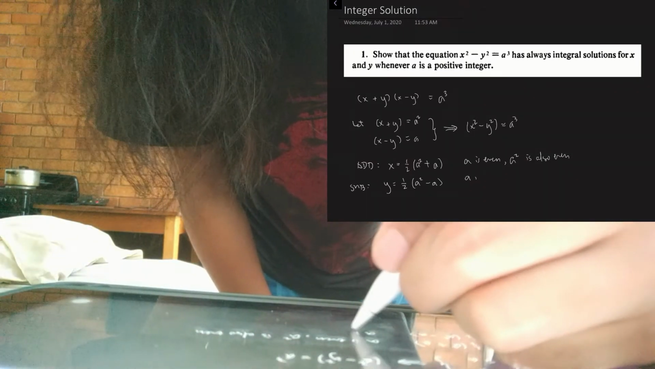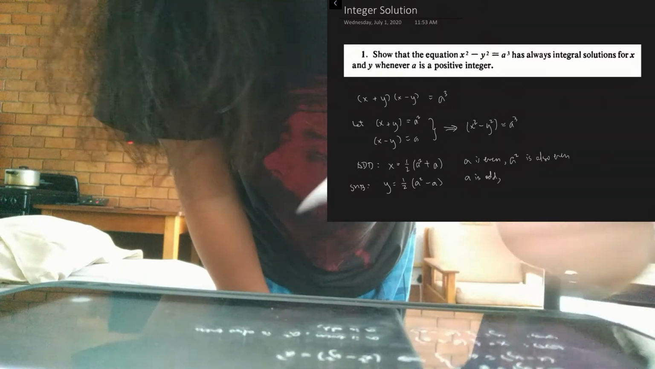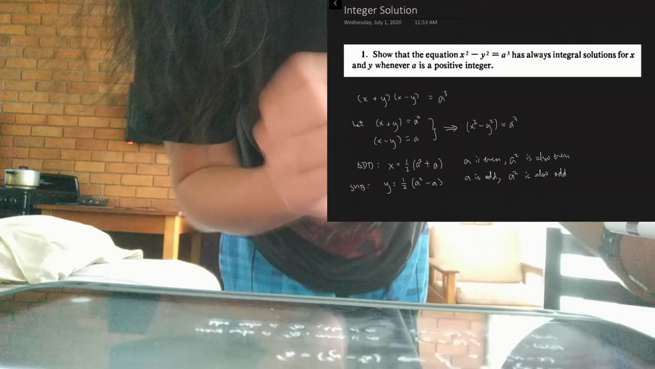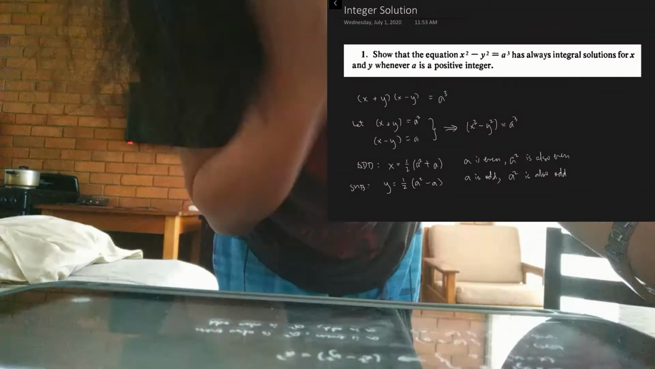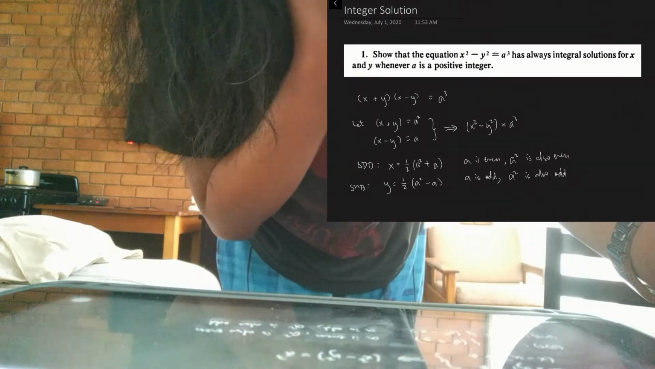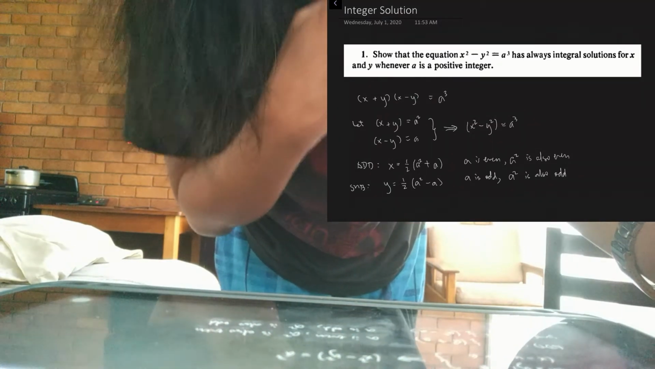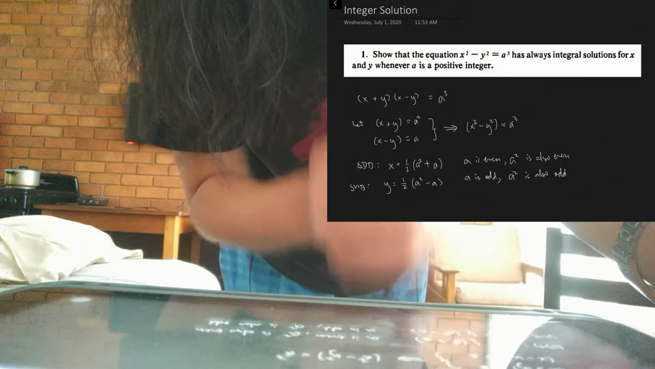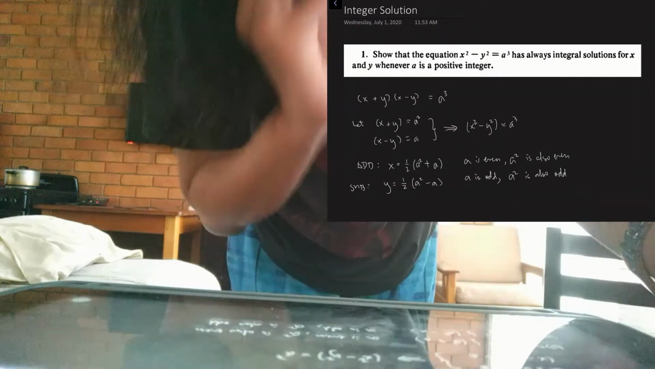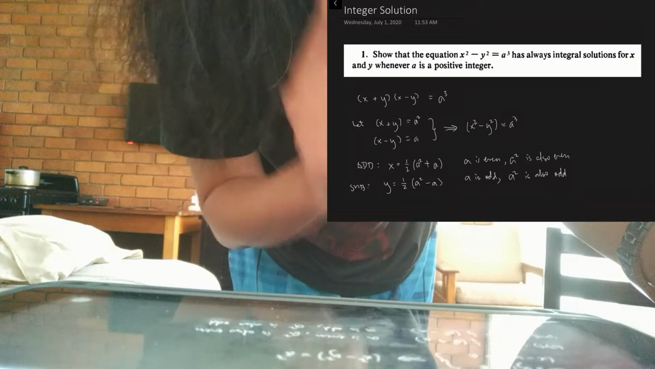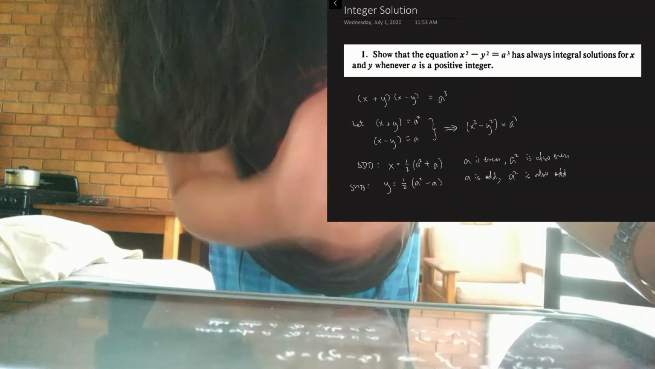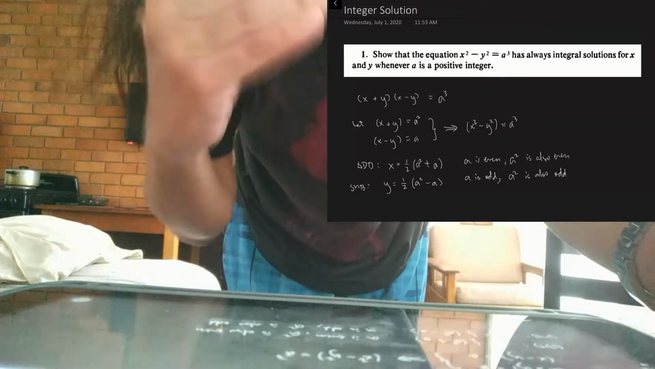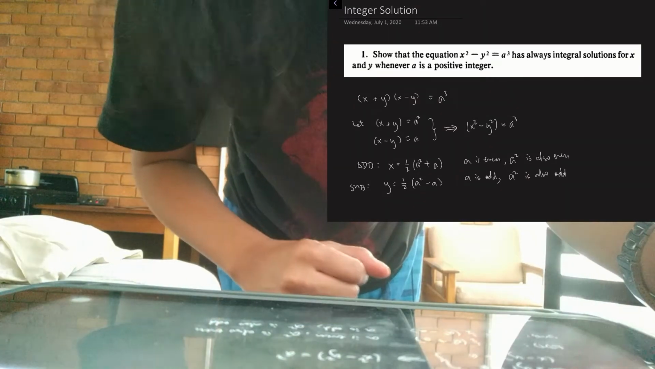How about when a is odd? When a is odd, what happens when you square it? Well, a squared is also odd, correct? We're doing a squared minus a, right? So what happens when you subtract an odd number from another odd number? Well, it gives you an even number, correct? So when a is odd, the square is also odd, and when you add or subtract those two odd numbers, it gives you an even number. So when you divide it by 2, you still end up with an integer.